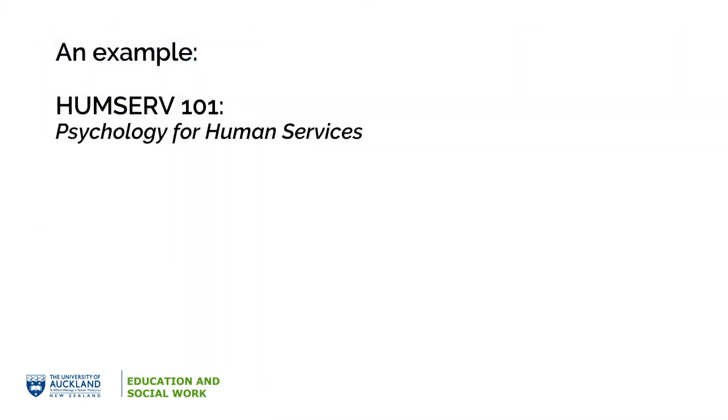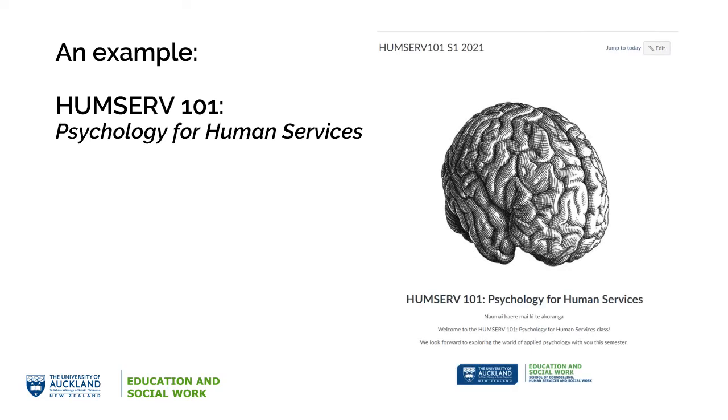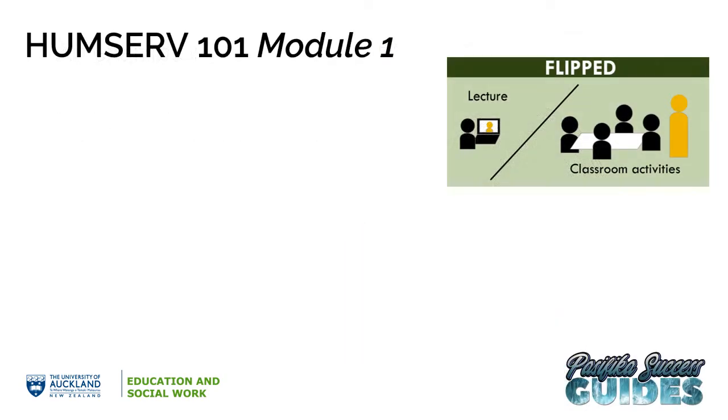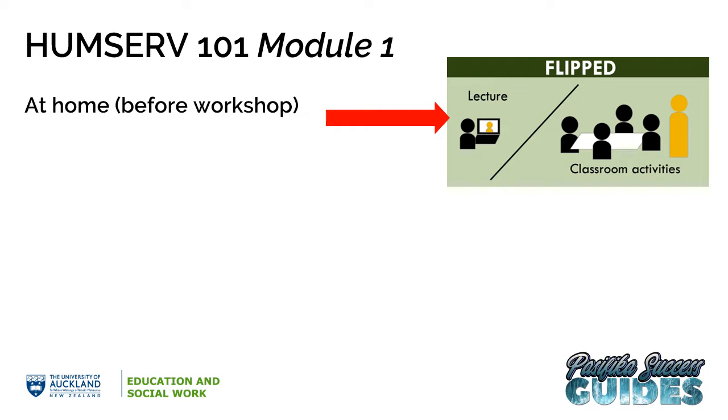So here's an example from HUMSERV 101, Psychology for Human Services. The front page of the Canvas page looks like this. So here is an example scenario from HUMSERV 101, a semester 1 course, the first module. So the first module is actually scheduled, the workshop for that module is scheduled for the 8th of March. So before that module at home, you're expected to watch the module videos.